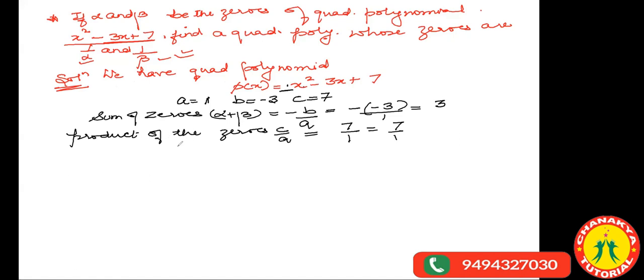Okay, class? Now next you have to form. So first of all, you will write your answer like this. When the zeros are 1 upon alpha and 1 upon beta, this is zeros. So now put these values. Alpha plus beta is 3, and product.